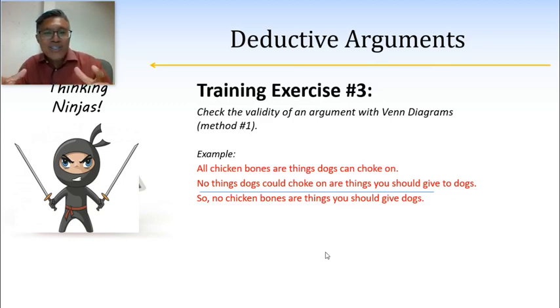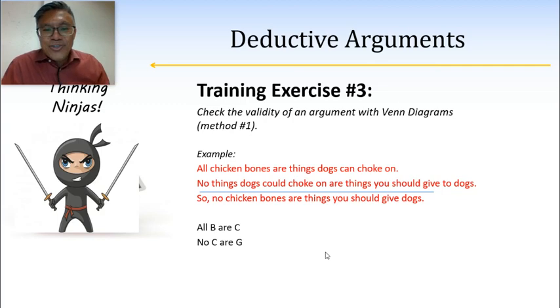Let's simplify the argument into just some abbreviations or letters. So all chicken bones are things dogs can choke on. I'll simplify into all B are C. No things dogs can choke on are things you should give to dogs. Let's simplify that to no C are G. Doesn't that feel easier to relate to already, right? Doesn't that make you breathe a little easier now that you see just no C are G instead of that whole sentence there? And then the conclusion, no chicken bones are things you should give to dogs, so no B are G.